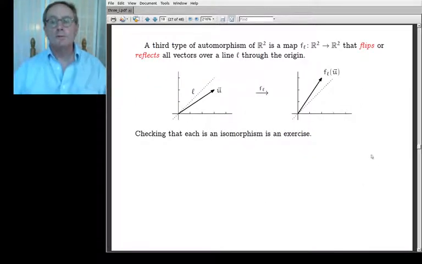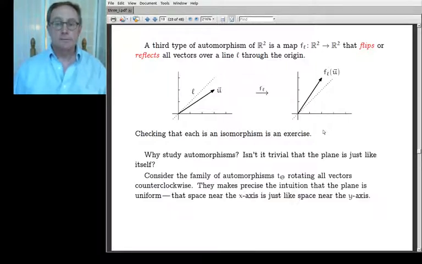One more automorphism is a map that flips all the vectors over a line through the origin. So here I have a vector u and a line through the origin. That's the line at 45 degrees just because I thought it made it easy to see. And when you reflect u over that line, you get f sub l of u, and that, again, is an isomorphism. It's an isomorphism of the space with itself. Checking that each of these three, the dilation, the rotation, and the flip, is an isomorphism is pretty routine as one of the exercises.